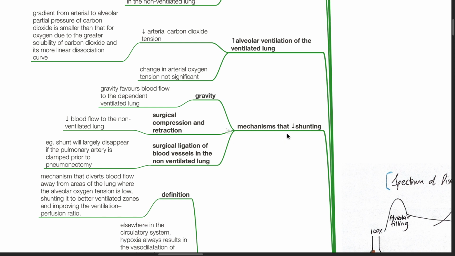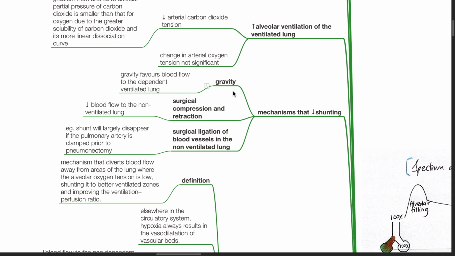Mechanisms that decrease shunting. Gravity: gravity favors blood flow to the dependent ventilated lung. Surgical compression and retraction decrease blood flow to the non-ventilated lung. Surgical ligation of blood vessels in the non-ventilated lung. Shunt will largely disappear if the pulmonary artery is clamped prior to pneumonectomy.